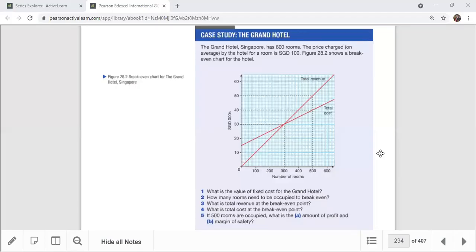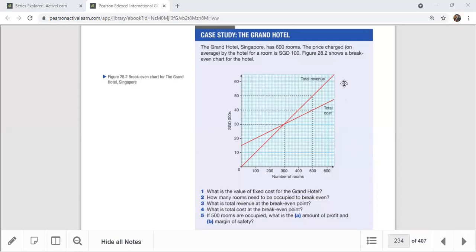Welcome everyone. In the break-even chart, it's very important to know the break-even calculations. You know already the break-even quantity is fixed cost over selling price minus variable cost. This quantity is where total cost equals total revenue. That's the break-even quantity, the break-even point. Above the break-even point is profit, and below the break-even point we call it losses.